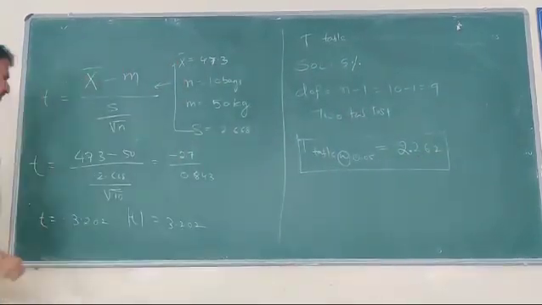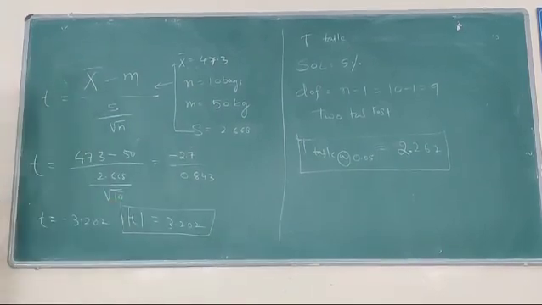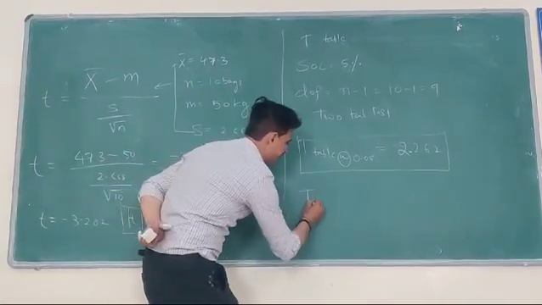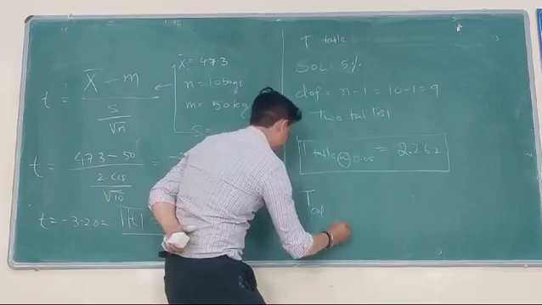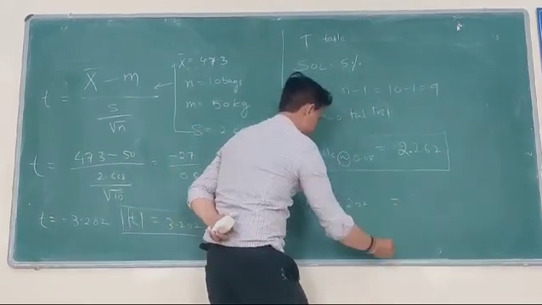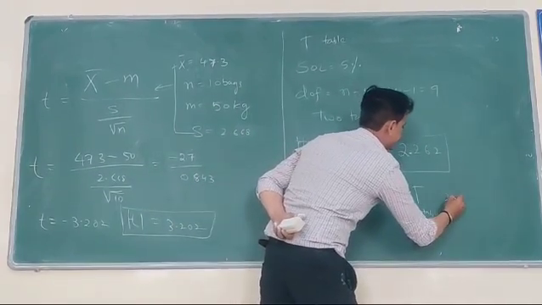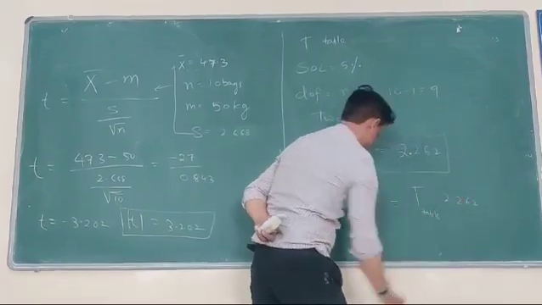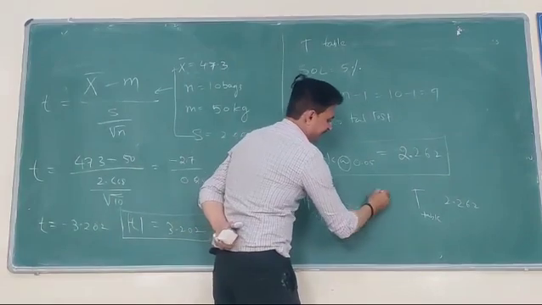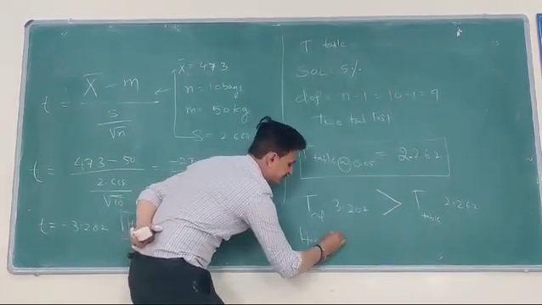Now we have to compare the t table value with the t calculated value, and finally write the conclusion. Now write down t calculated. The t calculated value was 3.202 compared to the t table value. What was the t table value? That is nothing but 2.262. Now which is greater? The calculated value is greater. Hence, reject the null hypothesis.